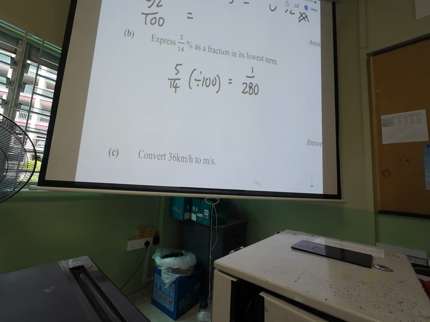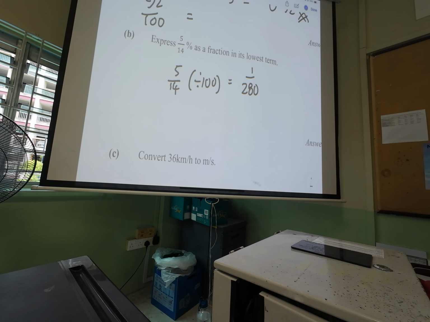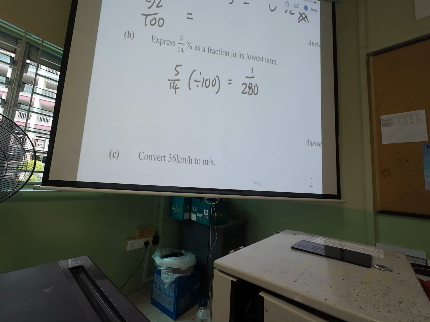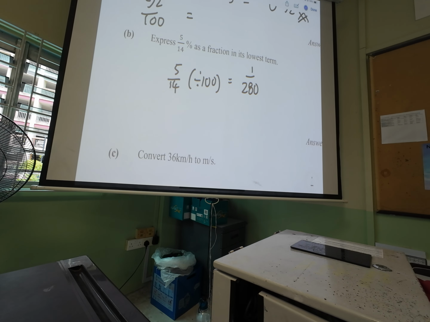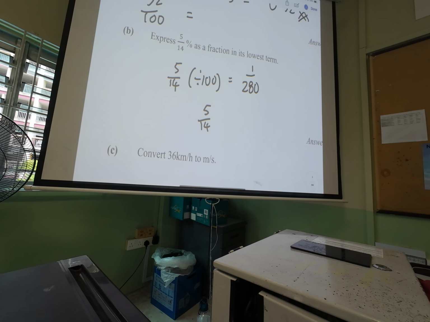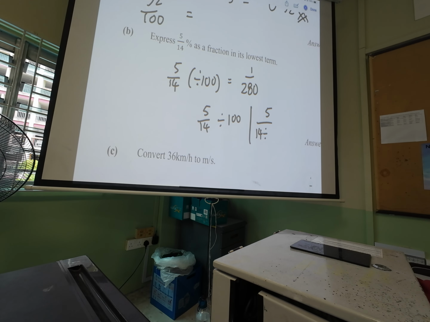Why? Some of you got different number. Some of you, you know this. You are doing the right thing, but end up you got the wrong answer. So the reason is because your calculator don't like you. You never spend enough time with your calculator. When you are keying in, when you are dividing, instead of 5/14 divided by 100, when you key in it became 5 divided by 14 divided by 100.